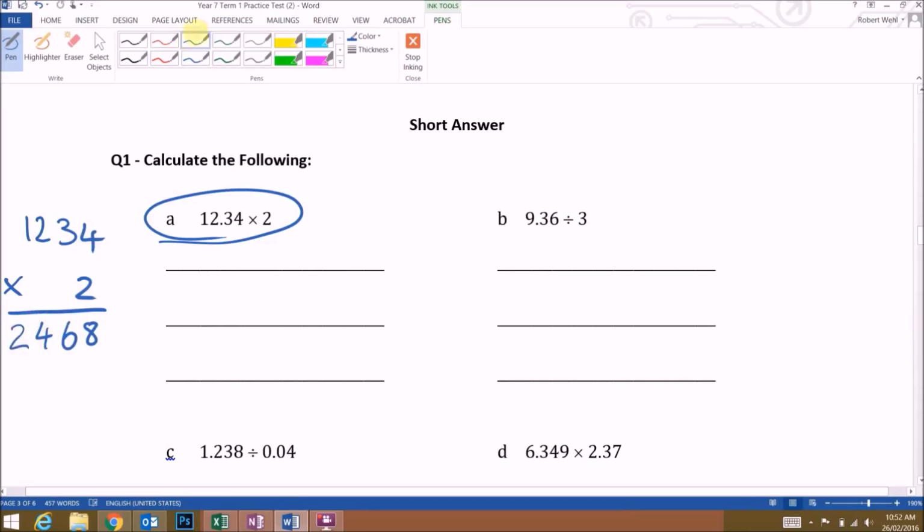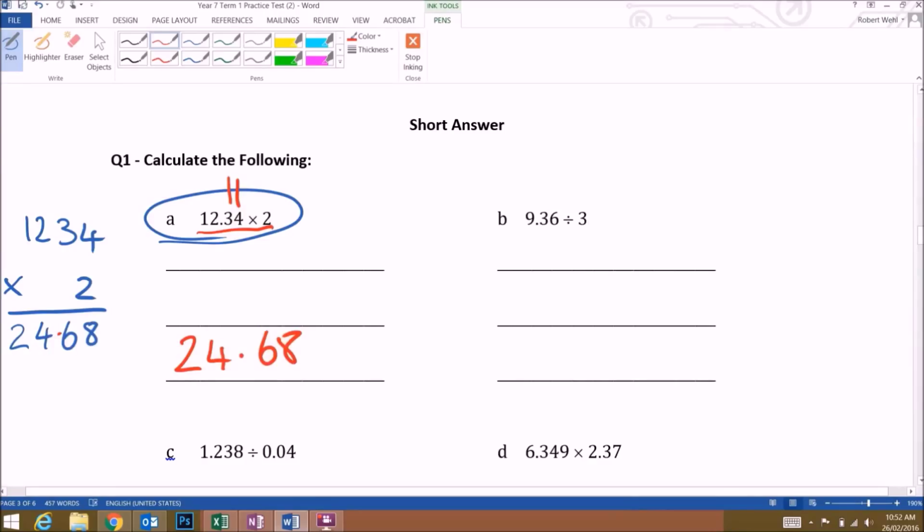Now we look at our answer and we count how many decimal places there were in our question. In this instance, there were 2 in our whole question. So our answer must have 2 decimal places. So that's where I put my decimal point.